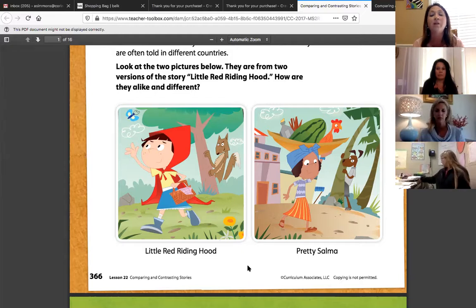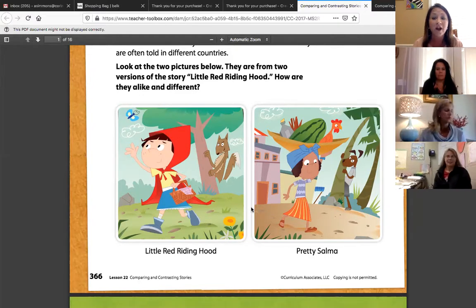I noticed just by looking at the pictures some things that are the same. We've got a girl in both of them. She's got some sort of head covering, something on top of her head, in both of them. She's carrying something in both of them. I see something looking around a tree, looks a little bit like a wolf or a dog, some sort of animal that's checking her out, seeing what's happening. Those are things that are the same. That's how we've compared the two.